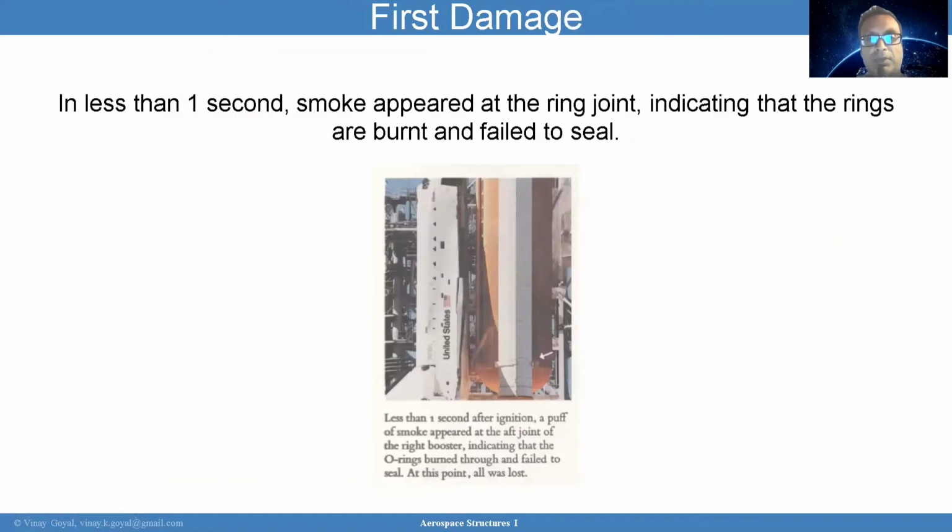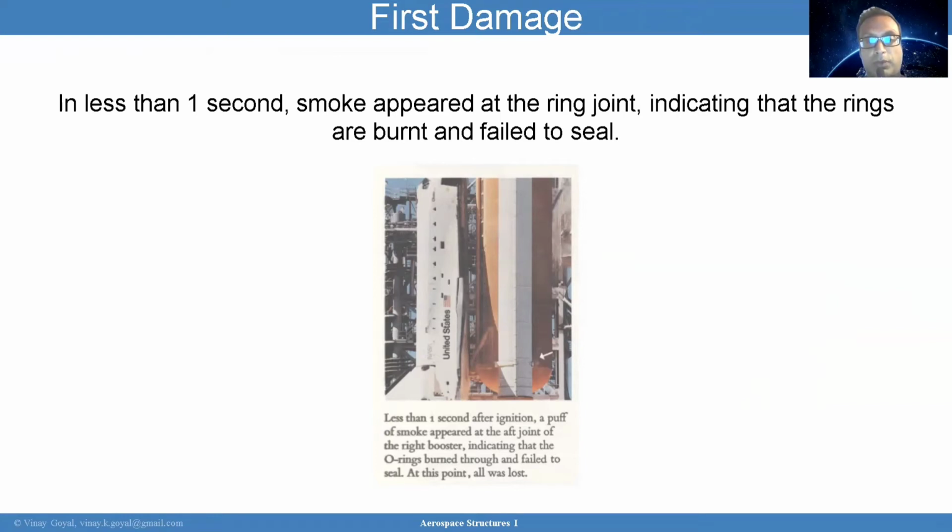So the first damage that was really seen is that in less than 1 second, you start to see some amount of smoke. You can see something going on there that appeared at the ring joint and indicated that the rings are burnt and failed to seal. So less than 1 second after ignition, a puff of smoke appeared right there at the aft joint of the right booster, and that indicated that the O-ring burned through and failed to seal.